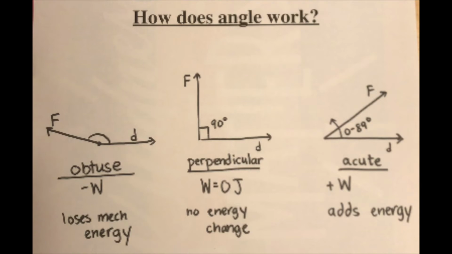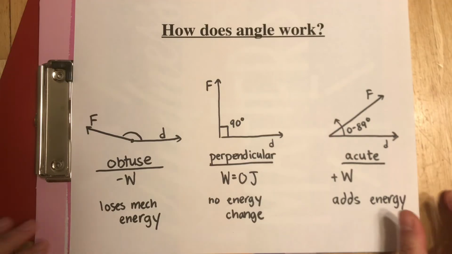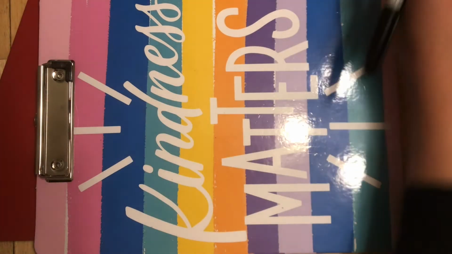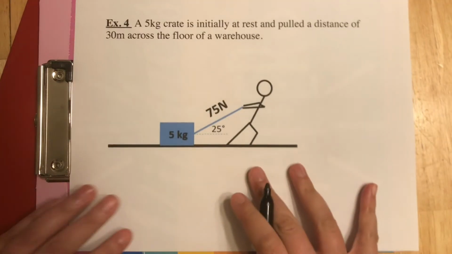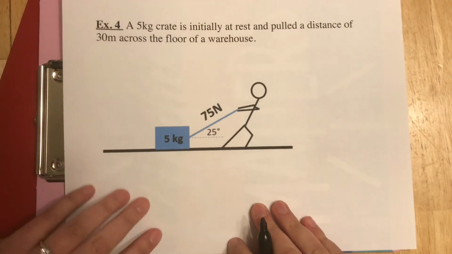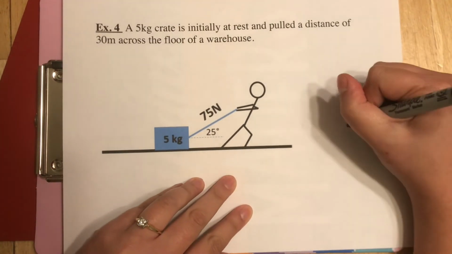At the end of a problem, you should always check and make sure that the angle you've drawn makes sense with the work you've calculated. If you were expecting positive work and got negative instead, double check that your calculator is in degrees. So let us try some angular examples then.